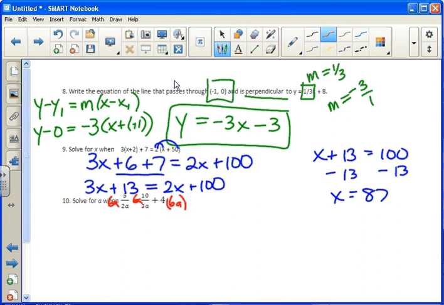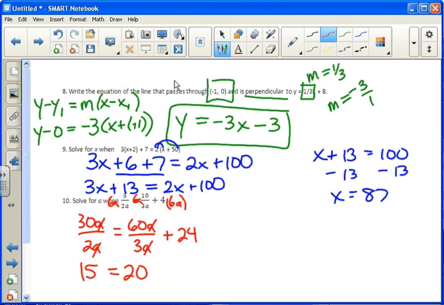So 6a times 5 is 30a. 6a times 10 is 60a. 6a times 4 is 24. 30a over 2a is 15, because the a's cancel, and then 30 divided by 2 is 15. Then over here the a's cancel again. 60 divided by 3 is 20. And, oh, I forgot, 4 times 6a would be 24a. So this just stays 24a.